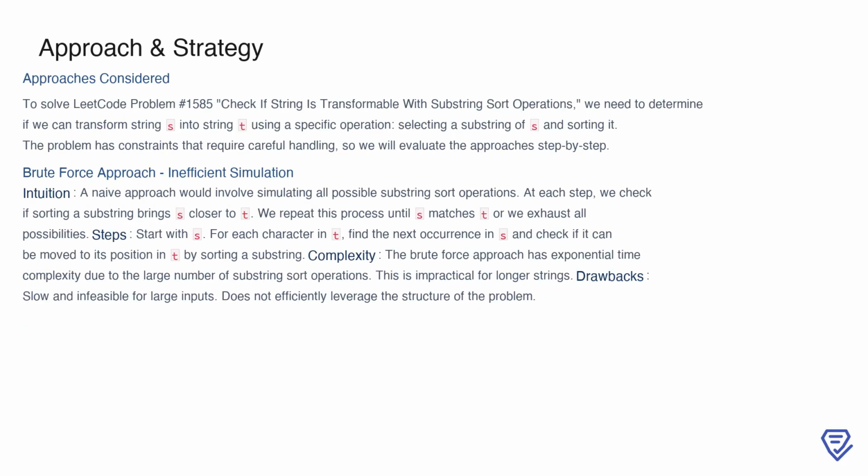To approach this problem, we need to determine whether it's possible to transform string s into string t using a specific operation, selecting a substring in s and sorting it. The constraints of the problem require us to handle this carefully to ensure correctness and efficiency. Let's start by considering a brute force approach. The idea here is to simulate all possible substring sort operations. At each step, we check whether sorting a specific substring brings s closer to matching t. For this, we would begin with s and, for each character in t, locate the next occurrence in s and verify if it can be moved into its correct position by sorting a substring.